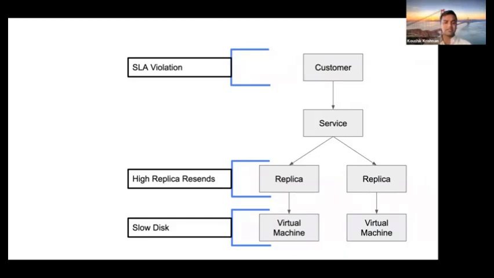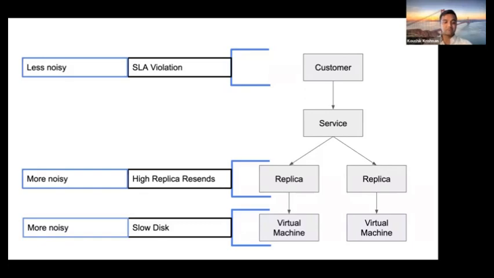But the reality is that in a public cloud environment, the slow disk and high replica resends, things like network latency, those things will happen and there'll be blips, and it's not always useful to have to investigate those every single time they happen. And if your service is designed well, usually these things won't actually impact the customer.